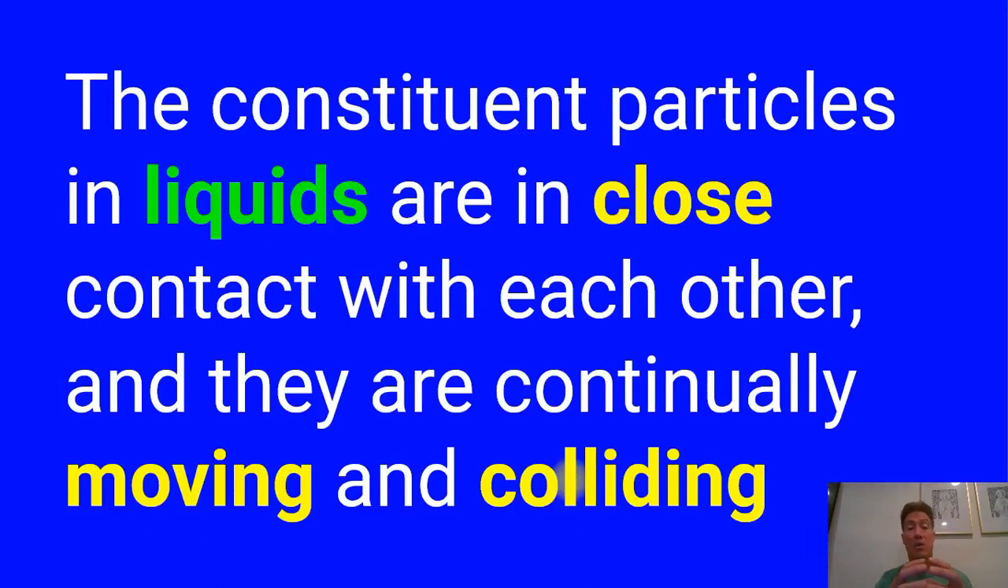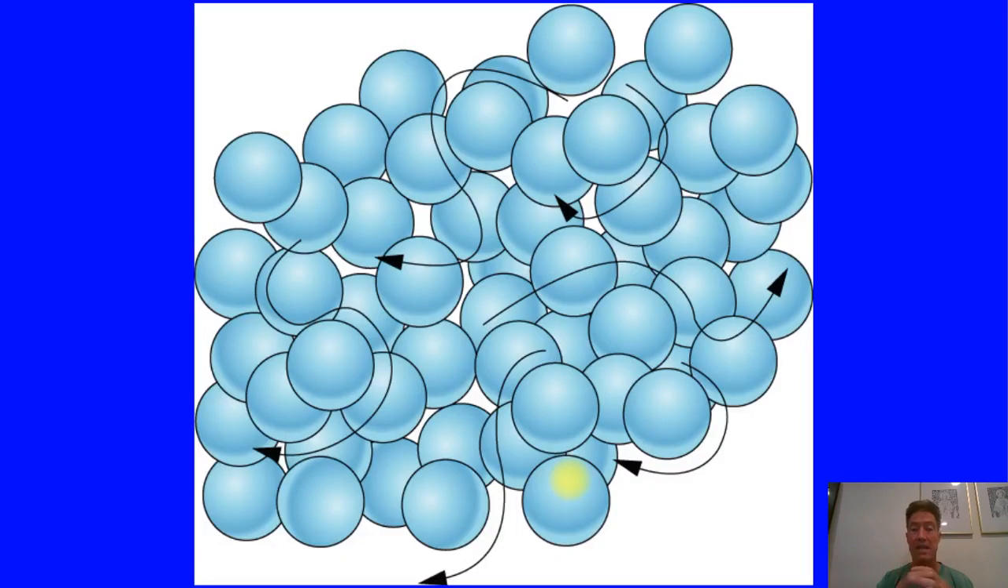So the particles in a liquid, though they can slip and slide, are still in very close contact with each other. Even as they move and collide, they stay tightly connected. Here's a particle representation of that. Again, they can twist and slip and slide and move, but they never get very far apart. That's why they remain incompressible.